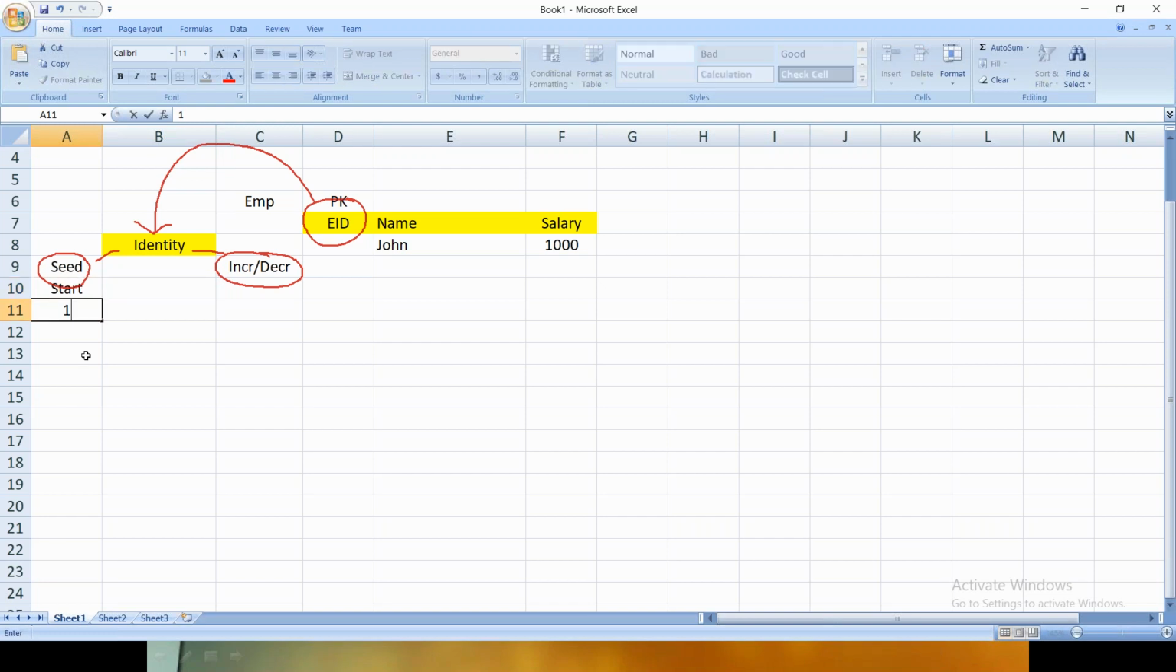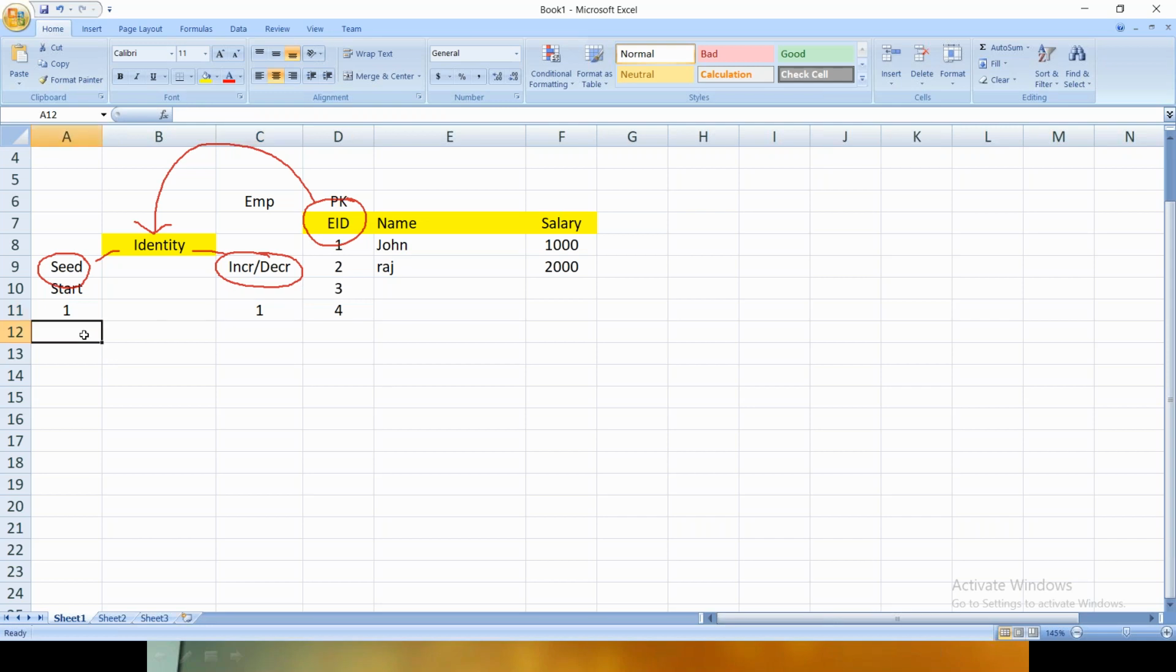So starting number is 1, increment is 1. If I give you these values and the starting number will be 1, then if I add one more row here, the next number would be 2, the next number would be 3, 4. Why? Because starting number is 1, increment is 1.